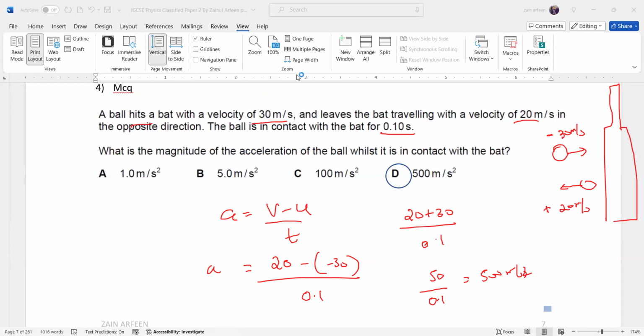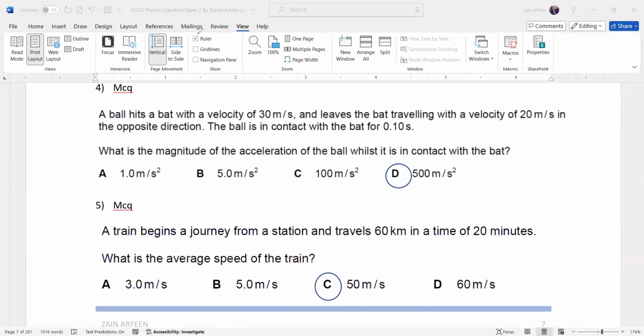Then in question 5, a train begins a journey from a station and travels 60 kilometers in 20 minutes. Look, all the options are in meters per second, so we have to convert the distance from kilometers into meters. If I want to convert kilometers into meters, what do we have to do?